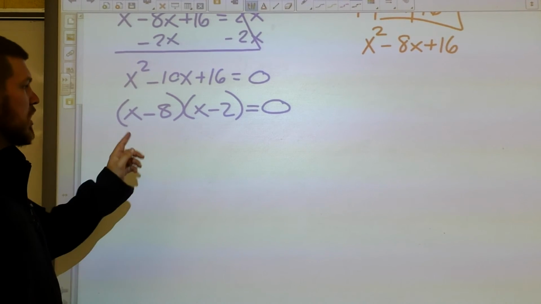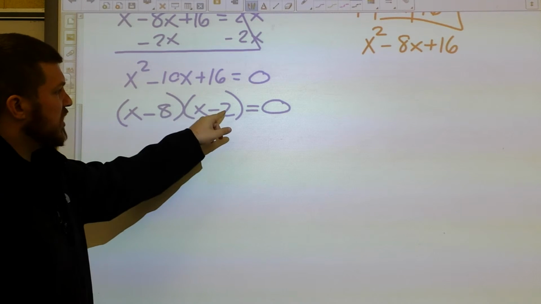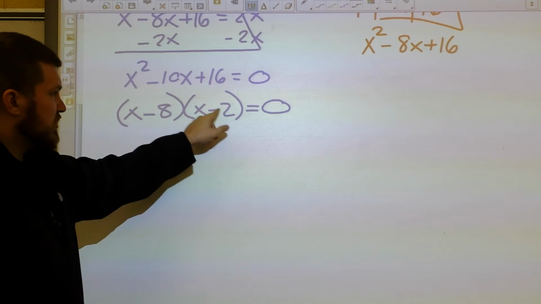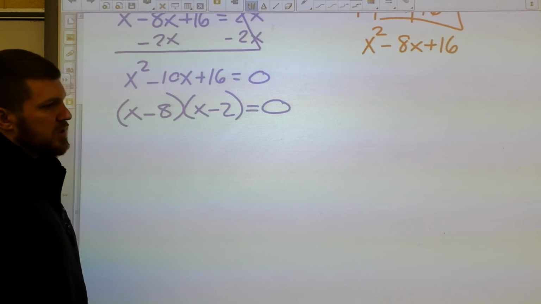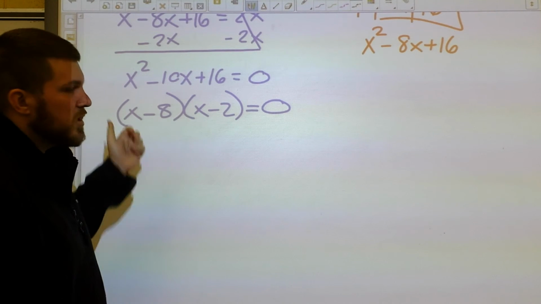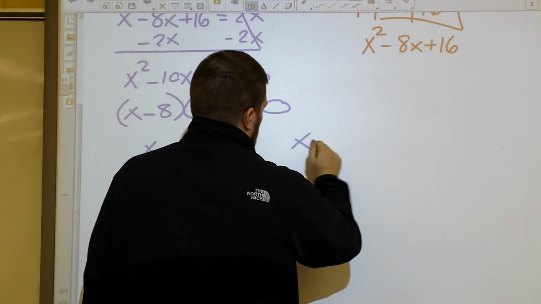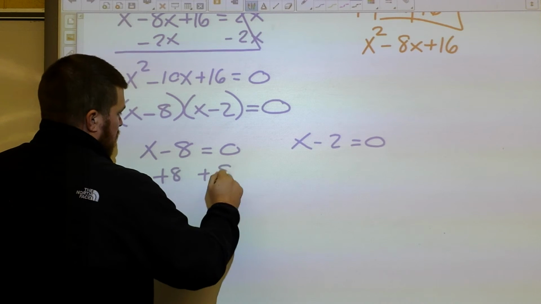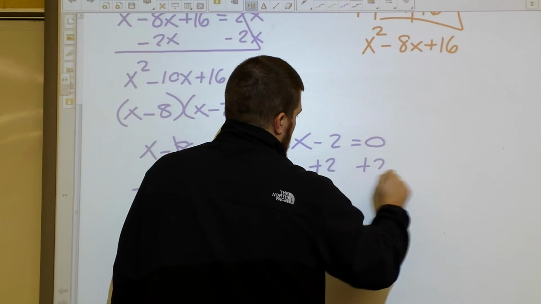I'm going to double check, make sure I have the right numbers for my factorization. So first off, I'm going to multiply negative 8 times negative 2, which is positive 16. And then I'm going to double check it by adding negative 8 plus negative 2, which is negative 10. That works out, so I have the right factorization. Now I want to use the zero product property, which essentially says if you have everything set equal to 0 and you have a product, then you can set each factor equal to 0. Okay, and then you just solve each equation. So plus 8 on each side for the first equation. So x equals 8.